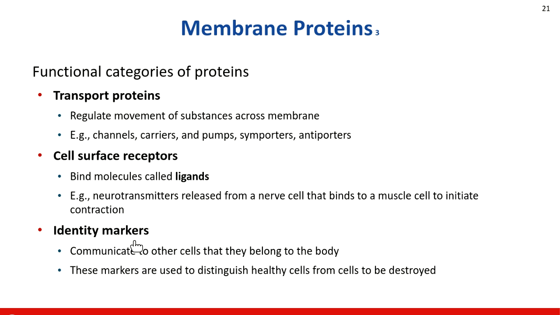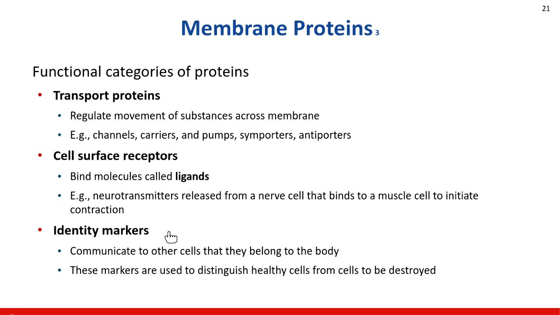The next type of function is the identity markers. It's very important that your white blood cells, your immune system, know which cells are supposed to be a part of your body and which cells are not. These identity markers help with that. Because if you have a cell in your body that's not supposed to be there, it can be harmful, and you need to eradicate it quickly. These identity markers, which are on your cells, identify your cells as being a part of you, as what we call self cells.